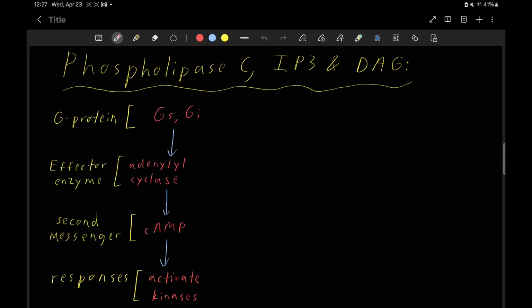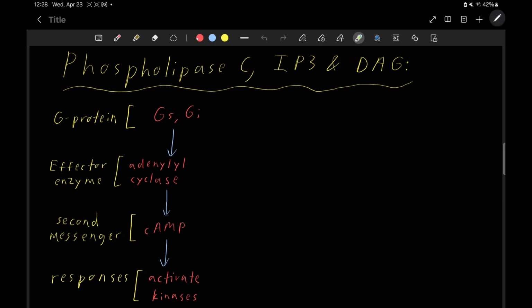So, for this video, we're going to follow a pretty similar format as we did for our last video. In our last video, we looked at the new types of G proteins, GS and GI proteins. And we looked at what these G proteins do, which is activate the effector enzyme adenylyl cyclase. And we looked at what adenylyl cyclase does, which is produce the second messenger cAMP. And we looked at what the second messenger cAMP does, which is activate protein kinases to produce a response. So, using the same format, let's now apply it to our new example.